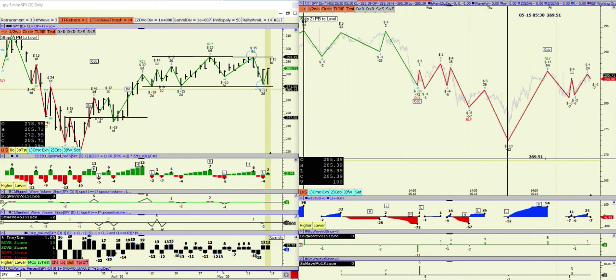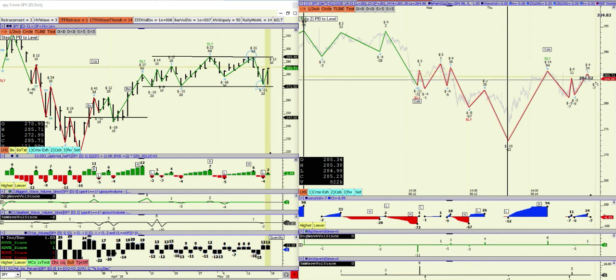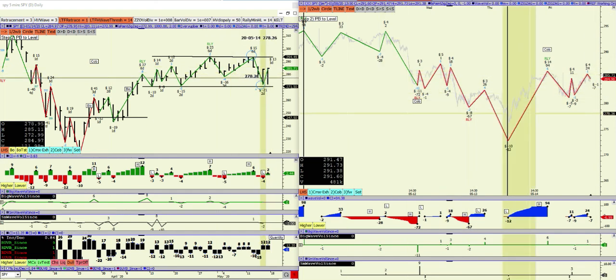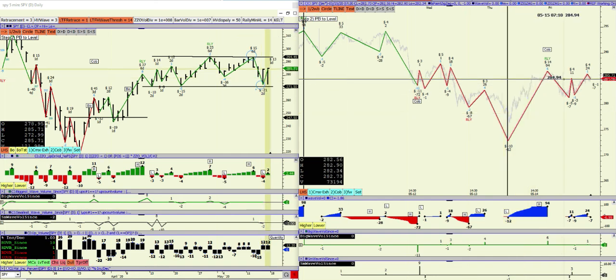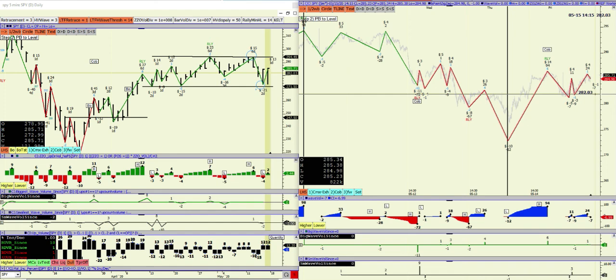And can this change? It can. If they fail, there's going to be another drive down. But from what I'm seeing on the daily and what I'm seeing over here, you have a nice pullback and you have a turning point.